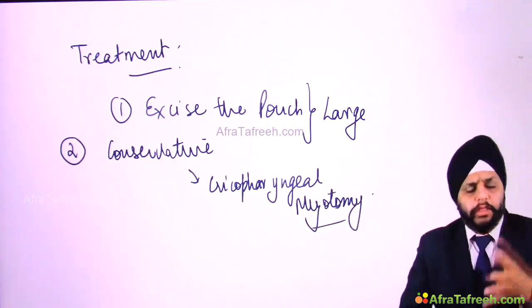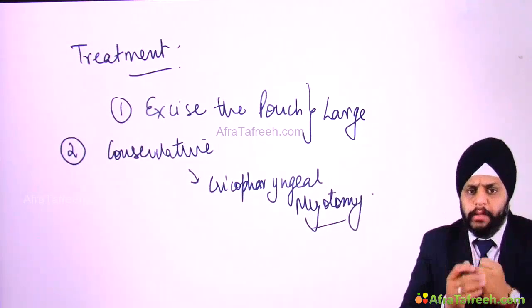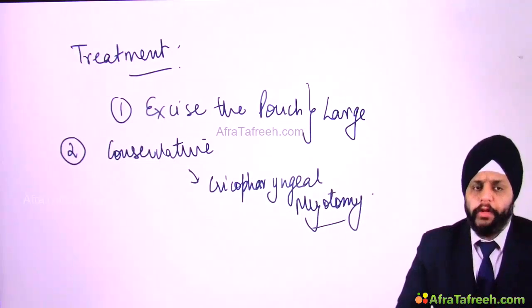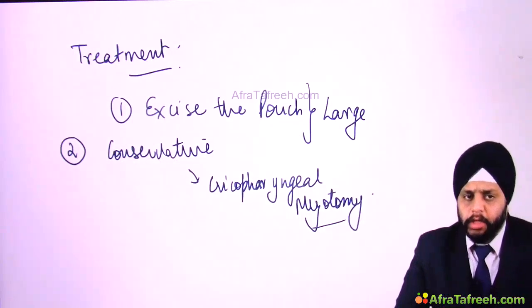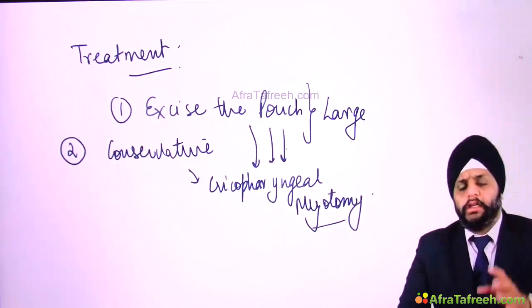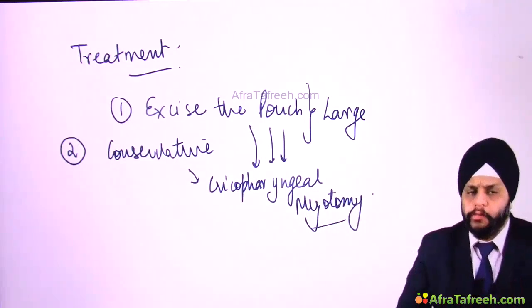So what is this? You see, the cricopharyngeal muscle is in spasm. So you cut the muscle and you relax it. You release the spasm. Cricopharyngeal myotomy. Now generally this cricopharyngeal myotomy is done at the time of excising the pouch. It is also usually an external surgery. Sometimes you can also do it endoscopically.